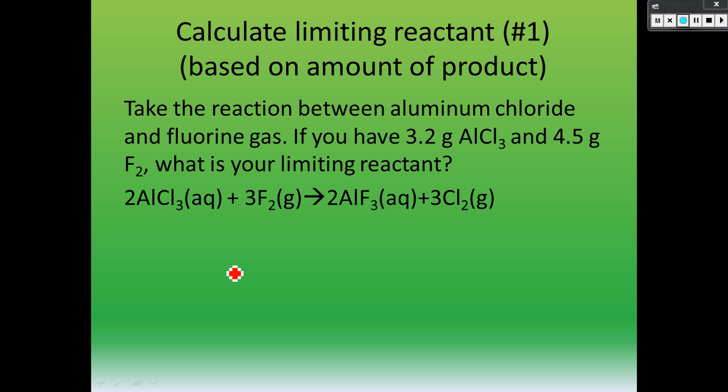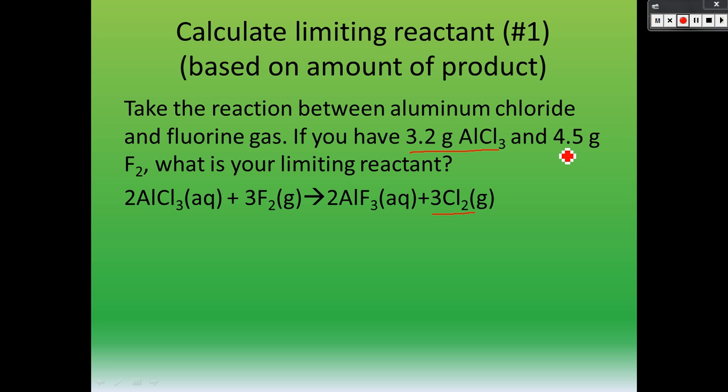So same balanced equation. Then what you need to do is essentially calculate, if I have 3.2 grams of aluminum chloride, how much chlorine gas is that going to give me? How many moles? I could easily pick aluminum fluoride. In this case, I'm going to pick chlorine gas. It's completely arbitrary. That means it doesn't matter which product you choose. I chose chlorine gas. So I calculate how many moles of chlorine gas would I get with 3.2 grams of aluminum chloride.